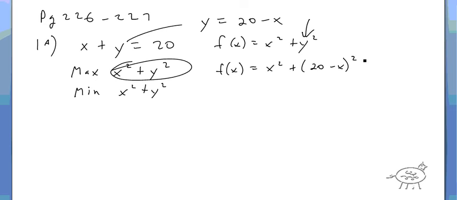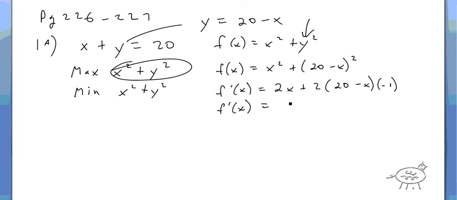You can take the derivative directly here because you guys know how to do that. So f prime of x equals 2x plus 2 times (20 minus x) to the first power, and then of course the chain rule times negative 1. So I simplify that. F prime of x equals 2x plus, well, this is actually going to be minus 40 plus 2x. So simplify a little more: f prime of x equals 4x minus 40.